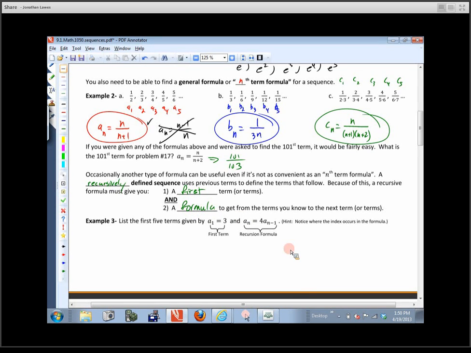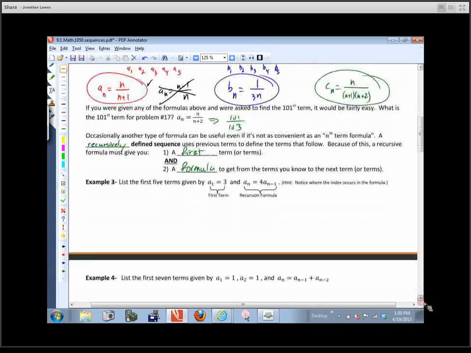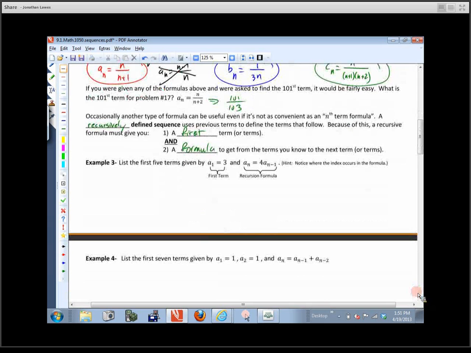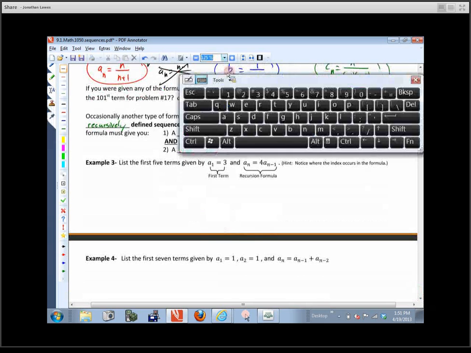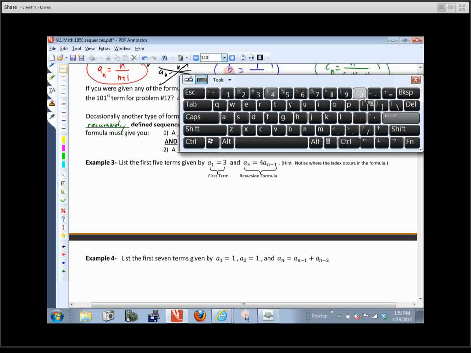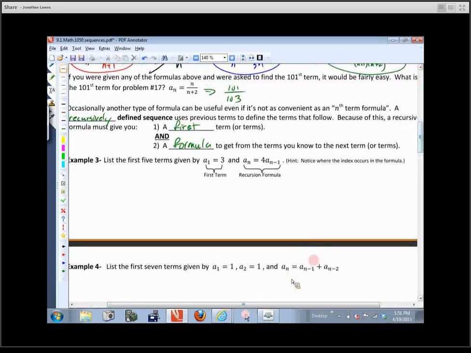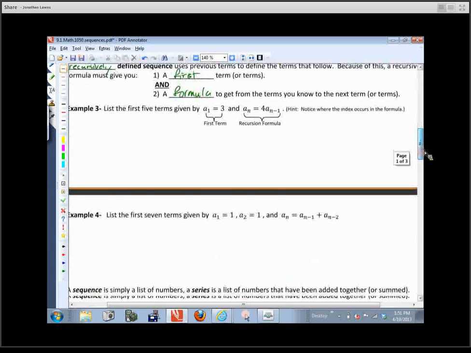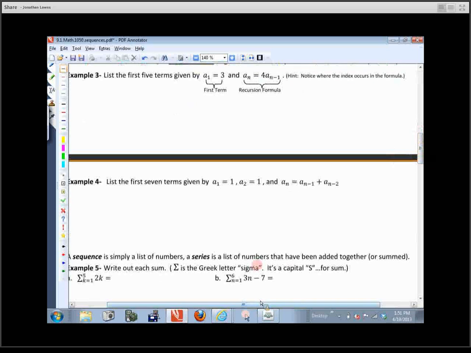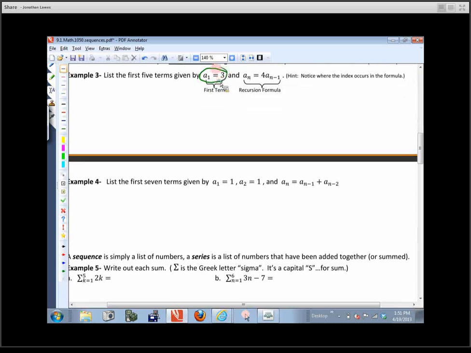So from the terms you know to the next term, or terms, as the case may be. So this is the first one that we're dealing with that's a recursively defined sequence. Let's take a look at this one. Okay? So this is a little bit weird. This one gives you the first term right here. And then the formula for the other terms isn't like our nth term formula.